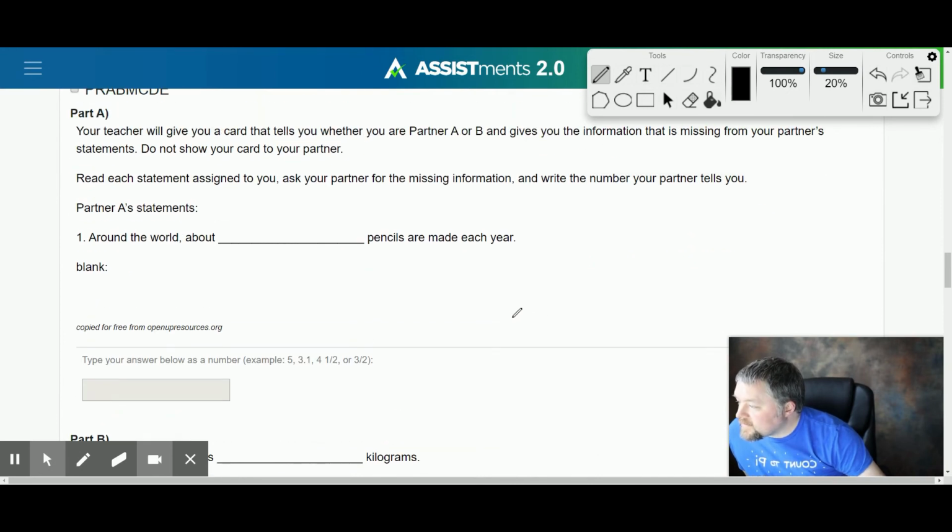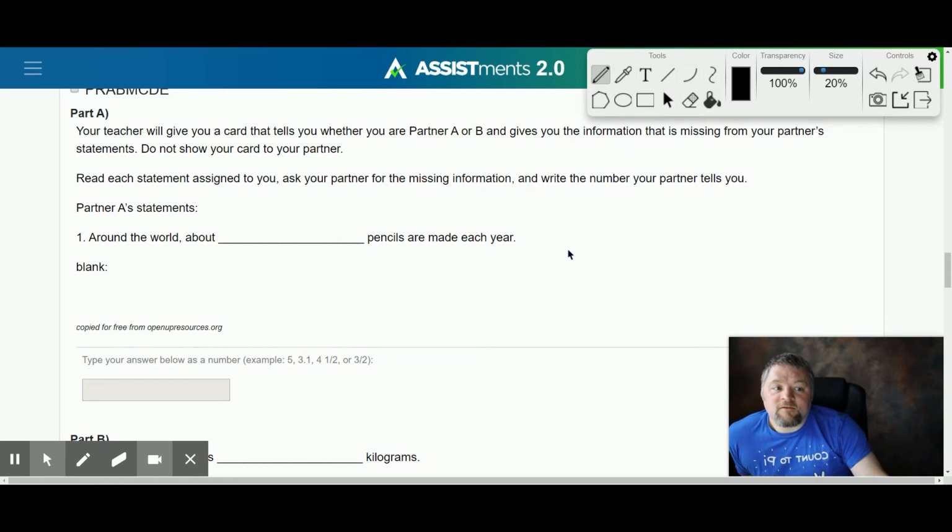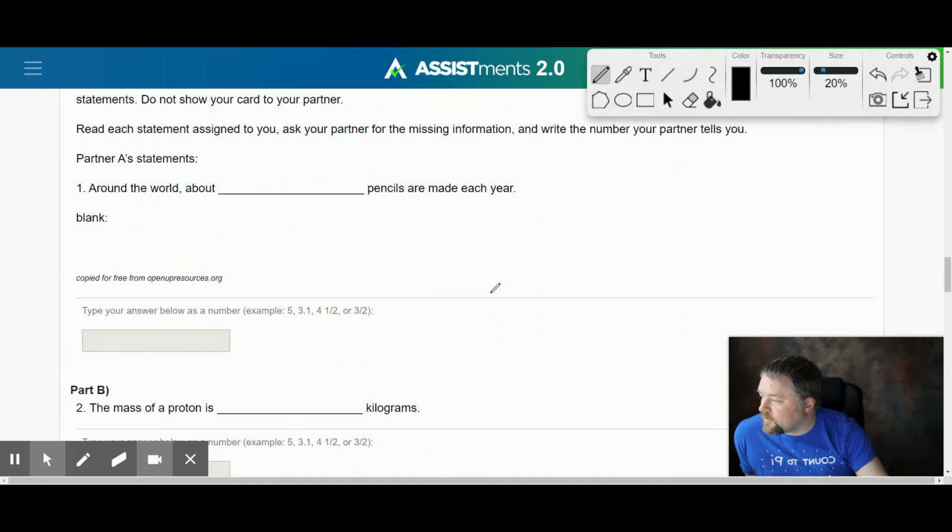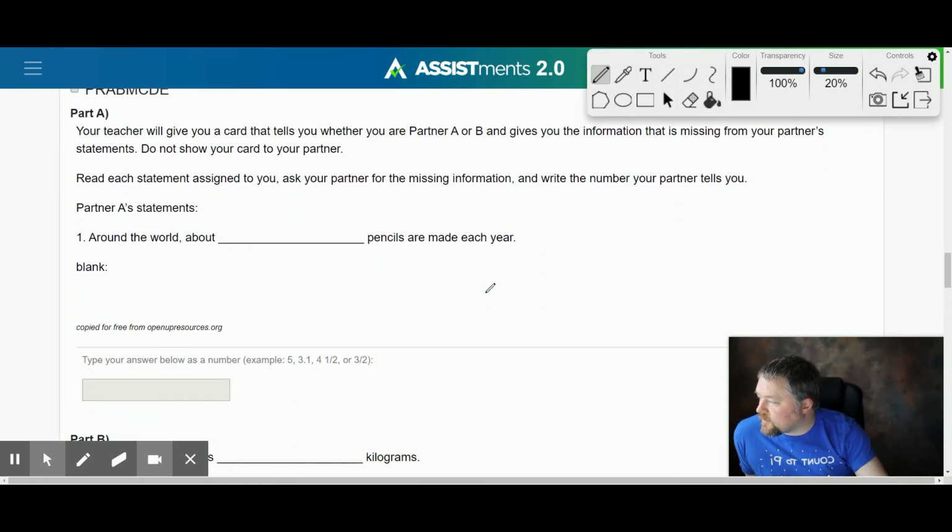Now this next section says your teacher will give you a card that tells you whether you're partner A or partner B. The partner work doesn't really work out online. Unfortunately, there's no good way to give you a partner to have to work with, because that's troublesome when we're all working from home. So when you get to a problem like this, I'm going to suggest skip them. Try it if you know how to answer it. If you don't, don't worry about it.